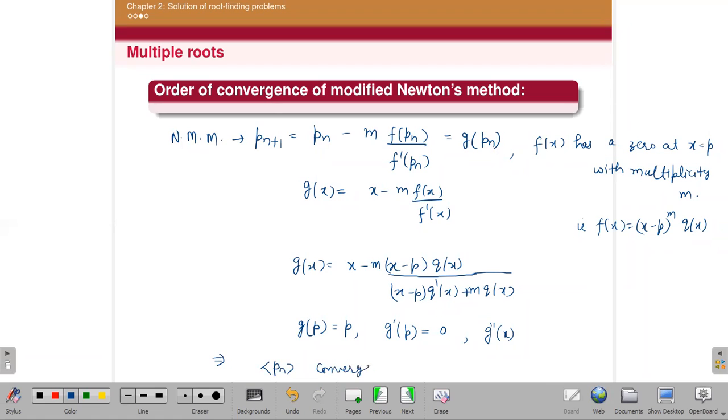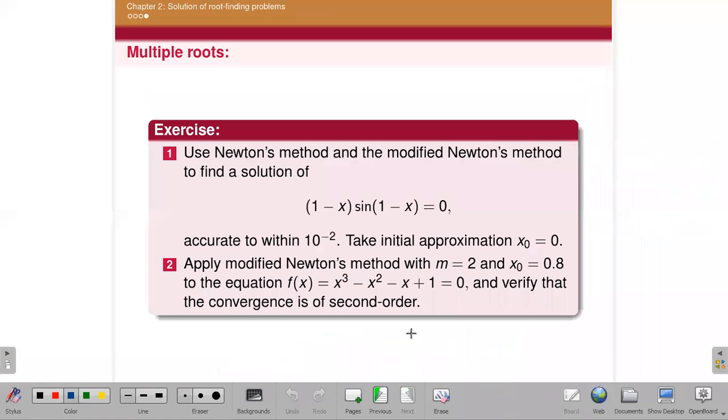So from here you can see Pn converges to p quadratically. This will imply because g dash p is equal to 0. So the sequence generated from the modified Newton will give you a quadratically convergent sequence. Means at least quadratic you can write. At least quadratic तो मिलेगा ही, higher भी मिल सकता है. Okay. So then you do this exercise, and that will finish our second chapter.